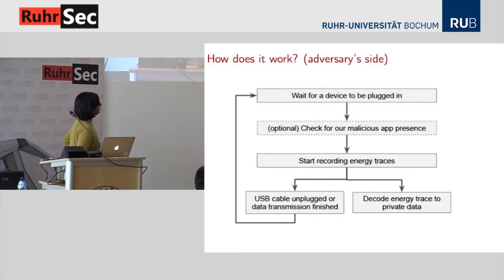What the decoder will do is wait for the device to be plugged in. And then, just because you want to make sure that you're not overworking the power charging station, you can check whether there's a Power Snitch app installed on that device, because you do have access to that information. And then you can start recording the traces, so really the 1s and 0s that will be sent.